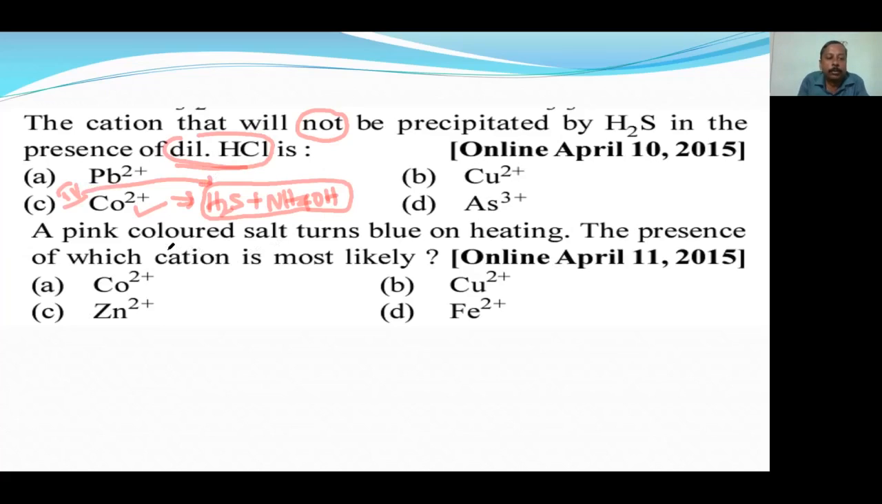Okay, next question. A pink colored salt turns blue on heating. In presence of which cation is this most likely? Actually, the salt is pink in color, but when you heat it, it turns blue.